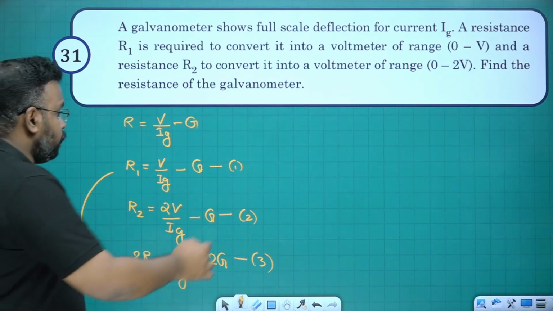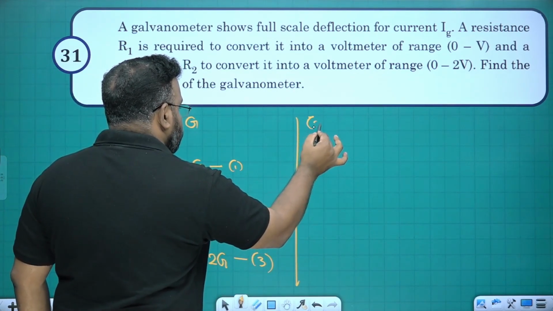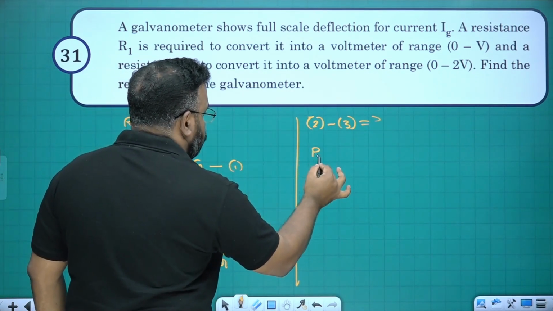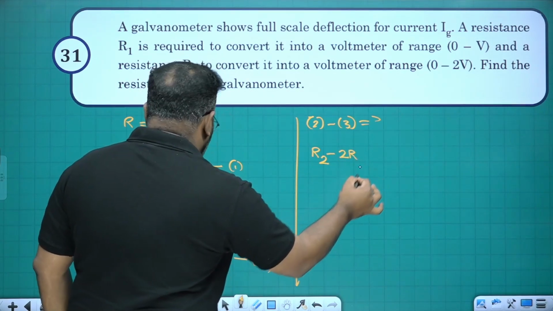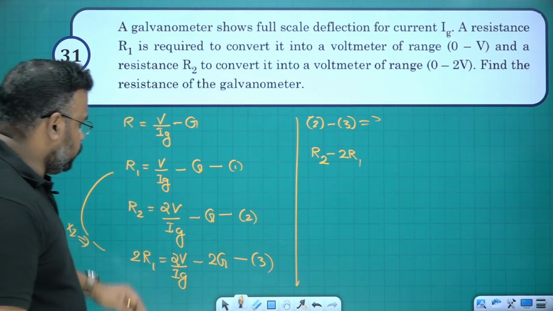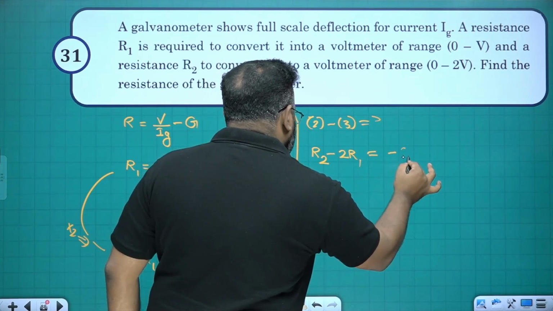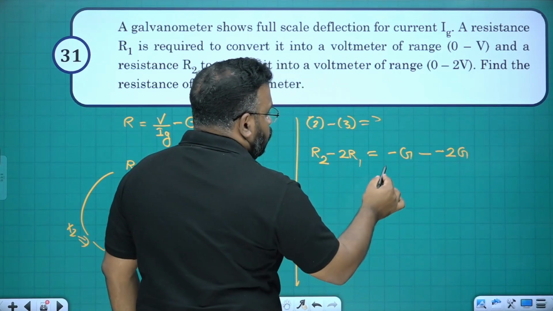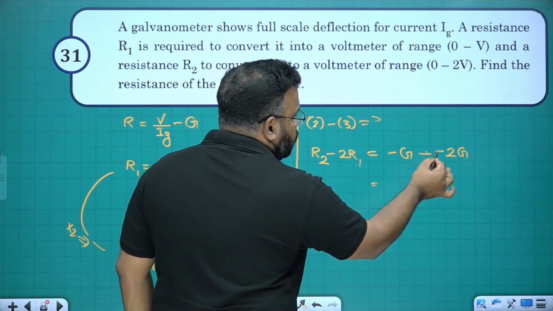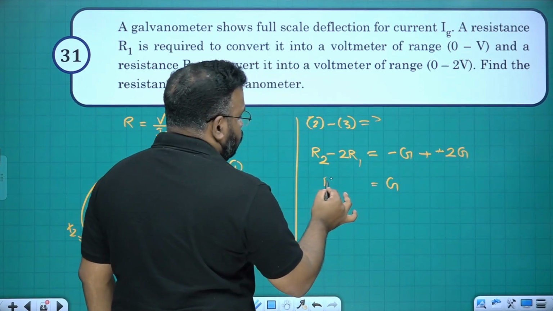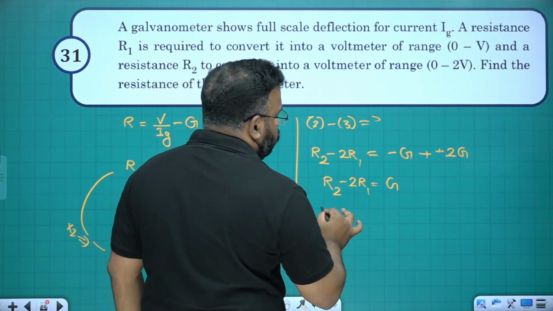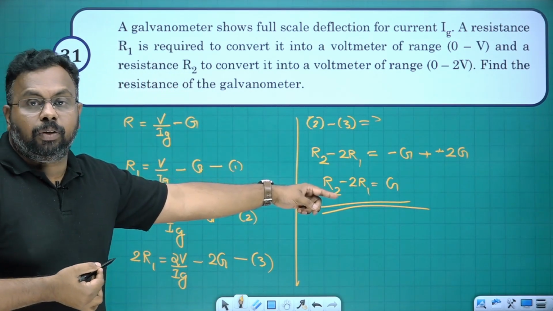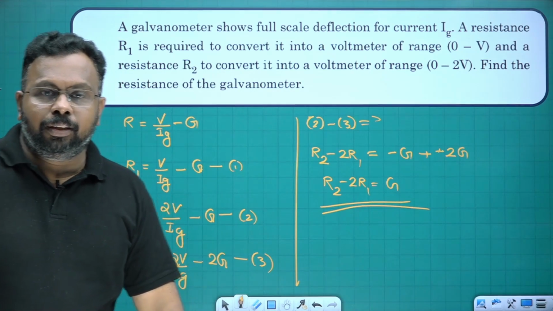Now we can subtract equation 3 from equation 2. Tell me the result. LHS will become R2 minus 2R1. 2V by Ig minus 2V by Ig will become 0. So RHS will be minus G minus of minus 2G, which becomes plus, so 2G minus G is G. We got the result, G is equal to R2 minus 2R1. Simple. This is how we can find the resistance of the galvanometer. Easy?